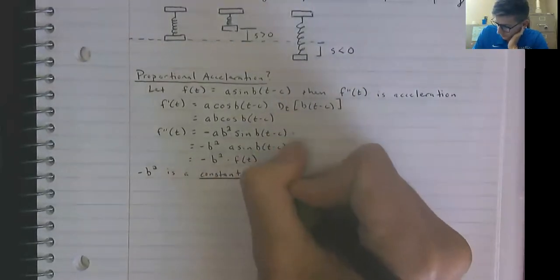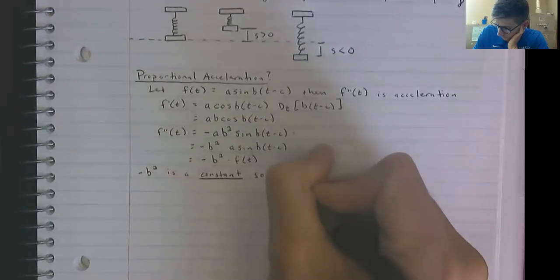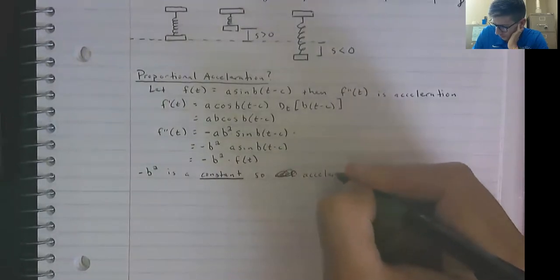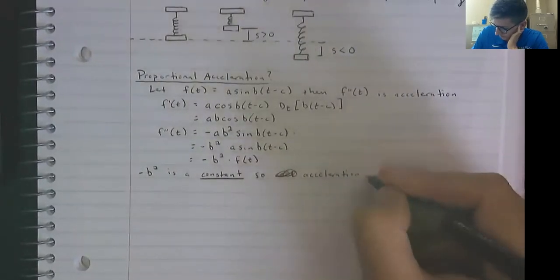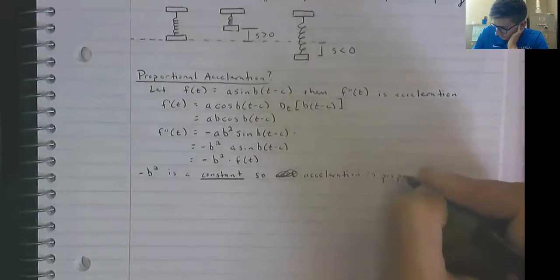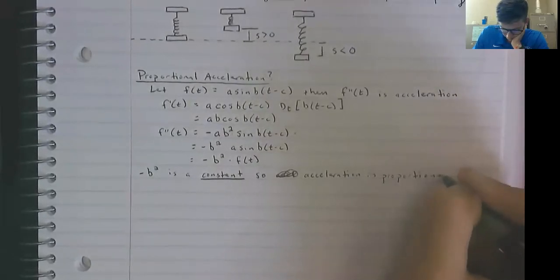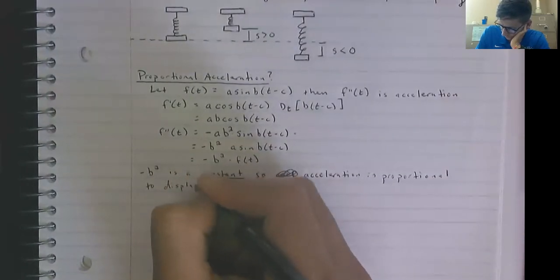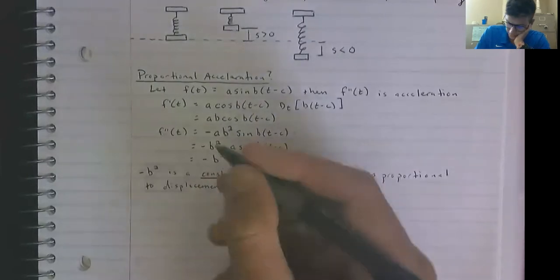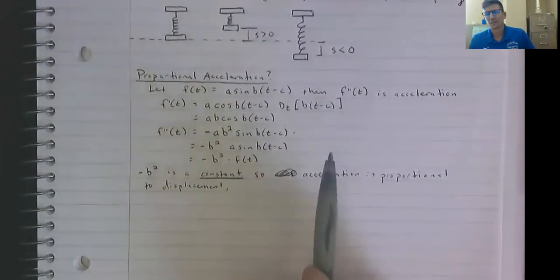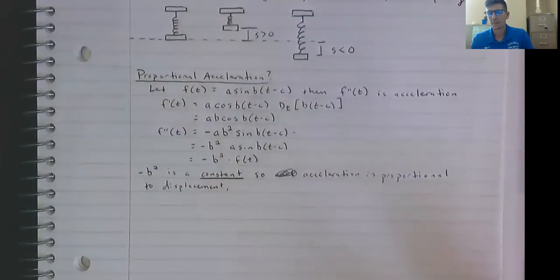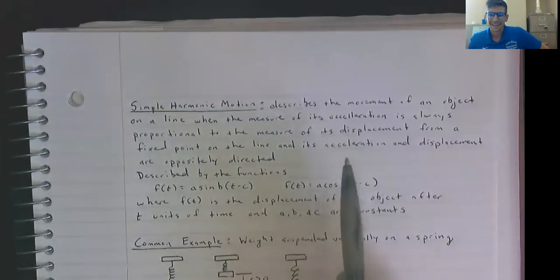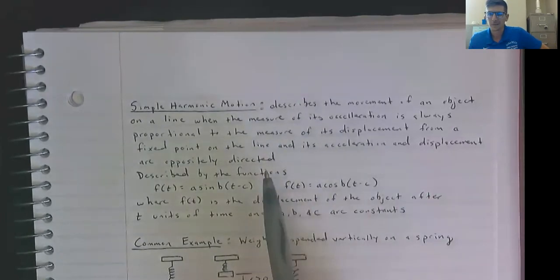So acceleration is proportional to displacement. I'm really bad at spelling acceleration. Should probably work on that. But that's only half of it. We got the proportionality and we're happy, but then remember, the acceleration and the displacement are oppositely directed.